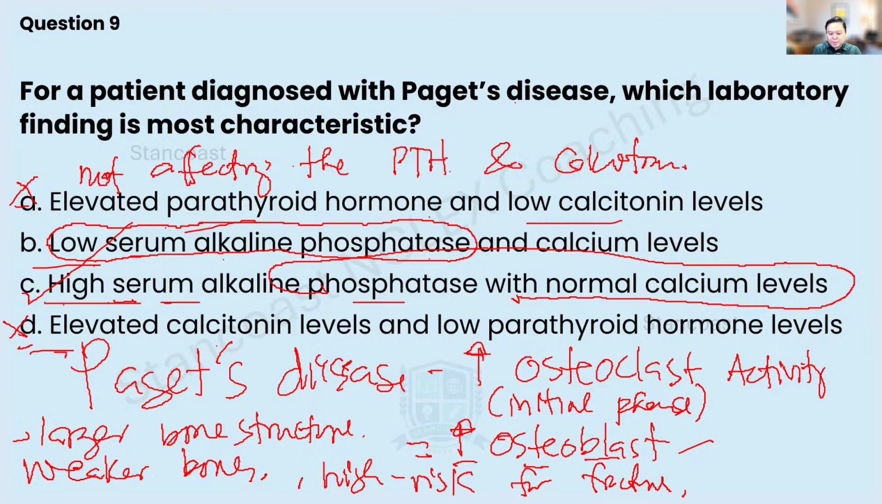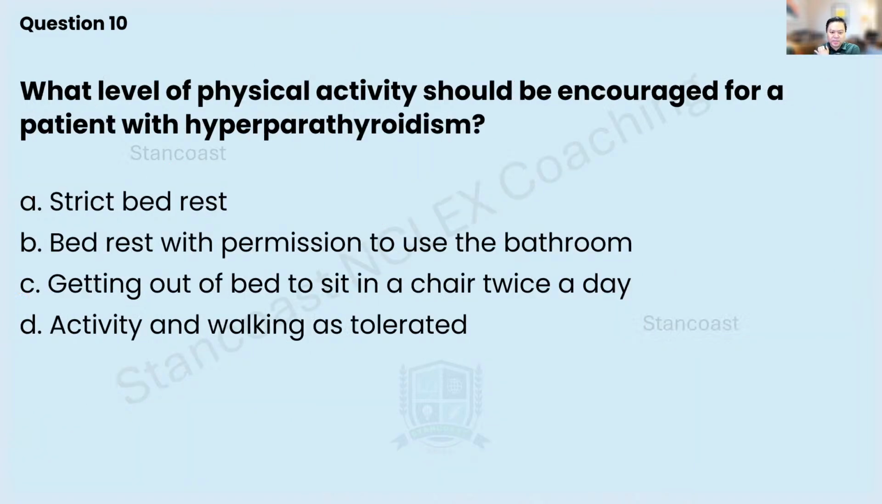The reason that I'm including this test item, even though it's not really a condition that is directly associated with imbalances in the parathyroid hormone levels, is that it is somewhat associated as a way of testing you guys in identifying the diagnostic test. All right, so the correct answer here is letter C, high alkaline phosphatase and normal serum calcium. Now let's proceed to number 10. I hope that you're still okay there.